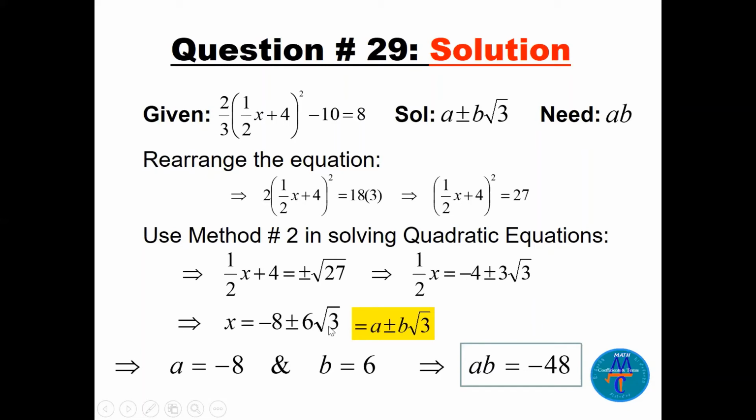Compare now. See, compare. This is what we got with the solution given, a plus or minus b. A is all this number, and we have plus or minus in both, so b is only 6. When you multiply, you get minus 48.